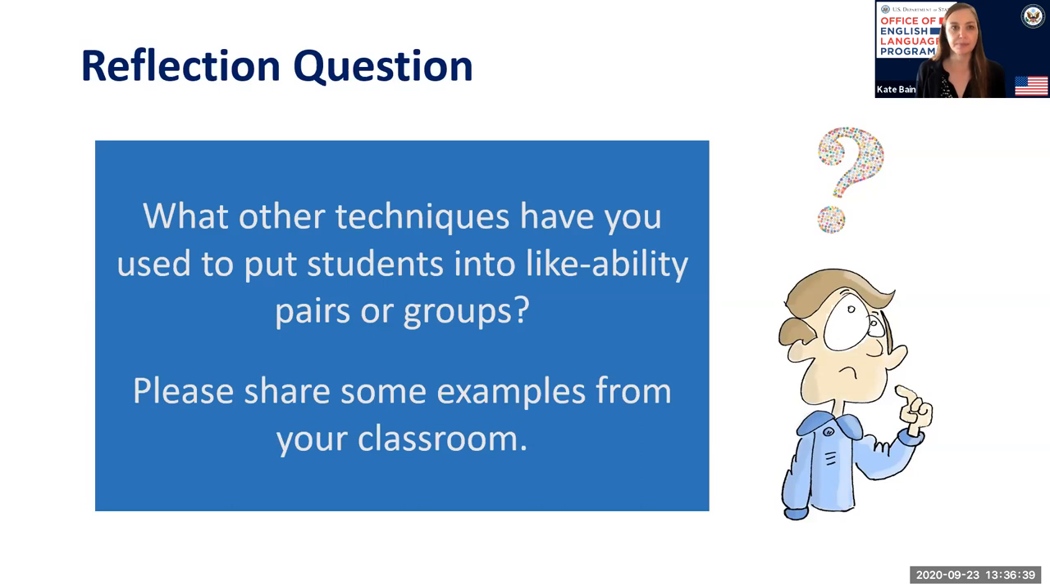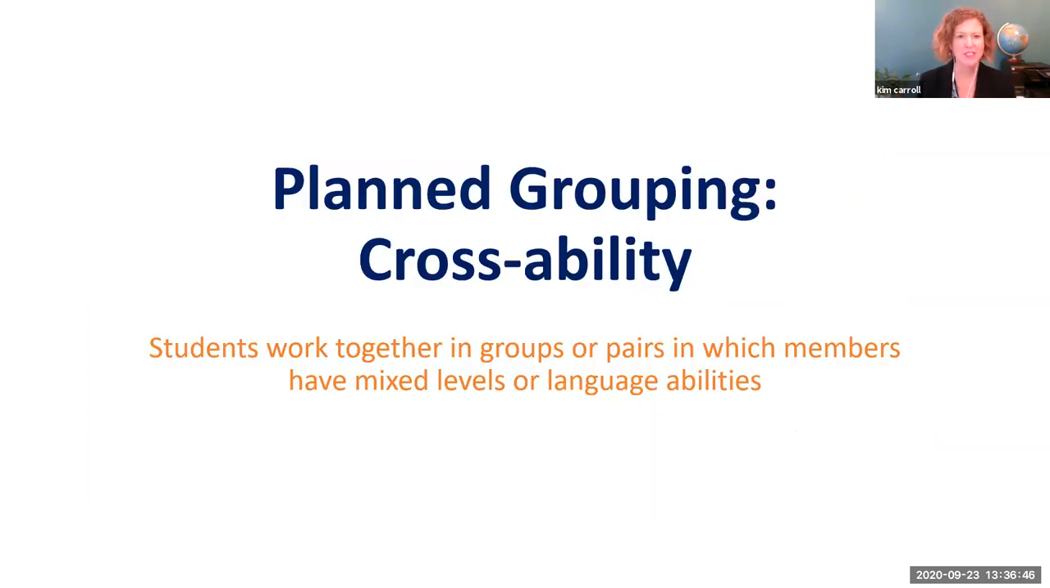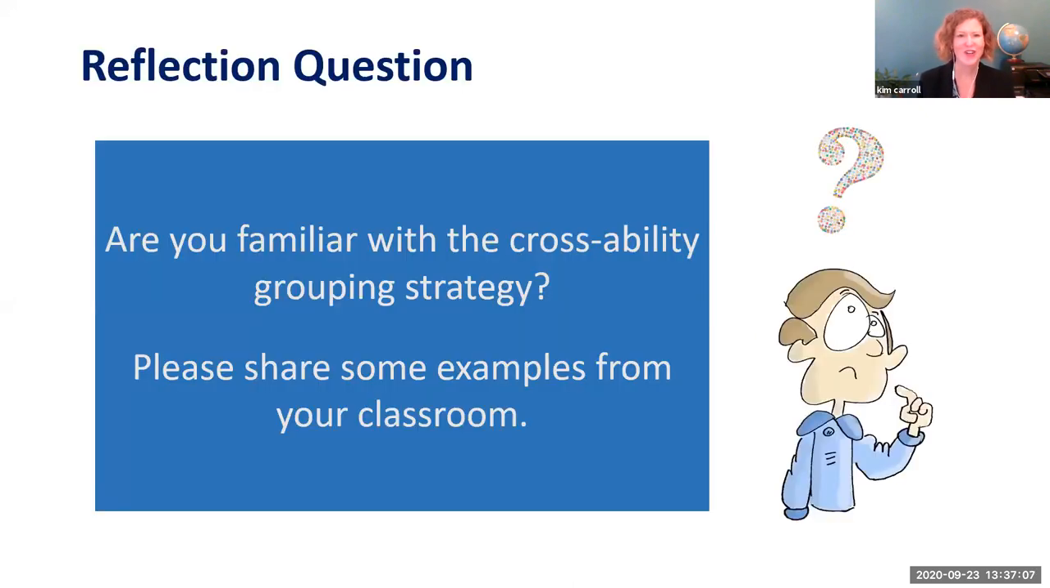Thank you very much. So let's move into talking about our last kind of grouping, which is cross-ability or mixed-ability grouping. And in these kinds of groups, students are working together in groups or pairs in which members have mixed levels or mixed language abilities. And so we call it cross or mixed-ability grouping. So, of course, I'm going to ask you, when do you use cross-ability grouping?